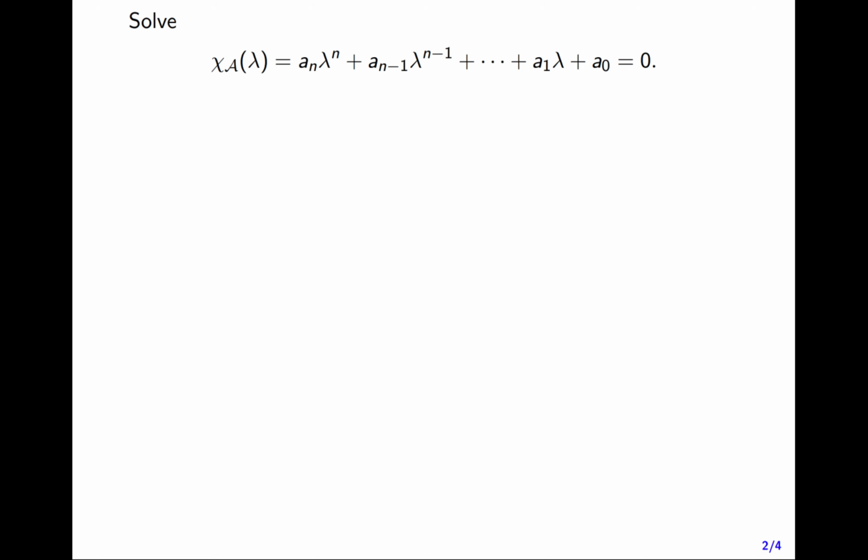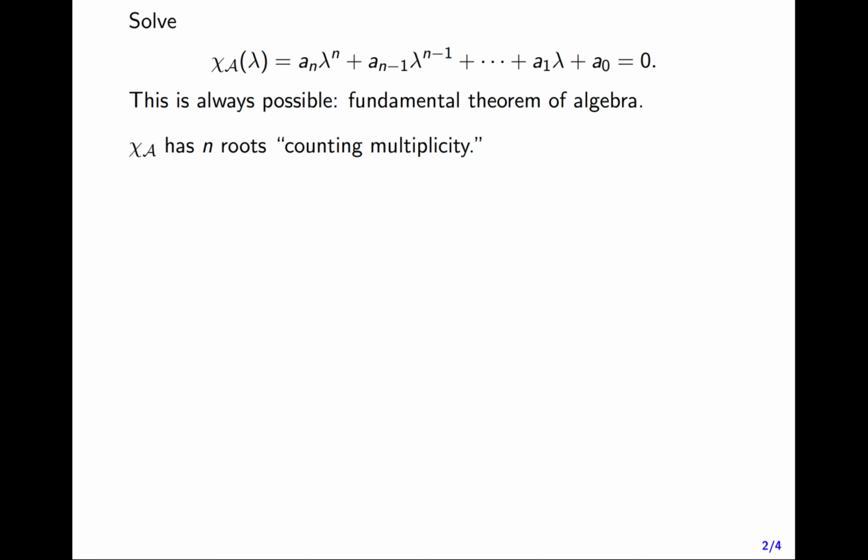So our goal is to solve the polynomial equation an times lambda to the n plus an minus 1 times lambda to the n minus 1 plus all the way down through a1 times lambda plus a0 equals 0. And this is always possible because of the fundamental theorem of algebra, which we will now review. We will, rather later in the course, prove the fundamental theorem of algebra using complex analytic techniques. The result is that the polynomial chi A, this nth degree polynomial, has n roots counting multiplicity.